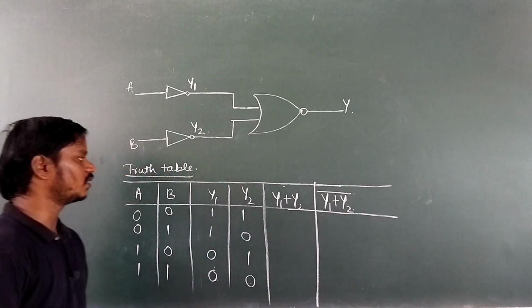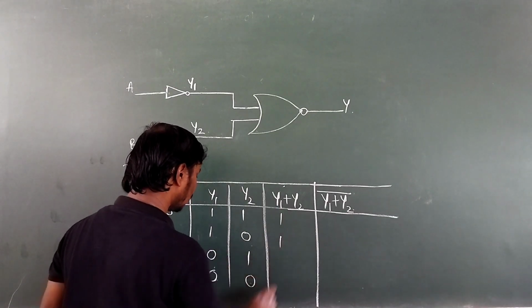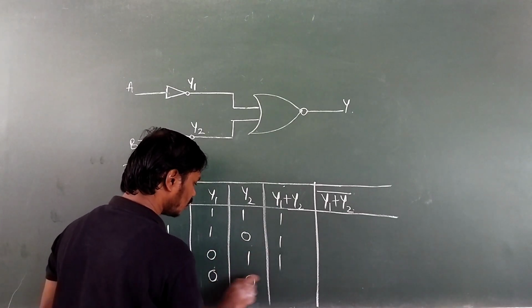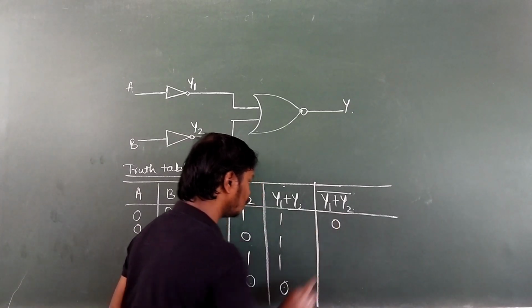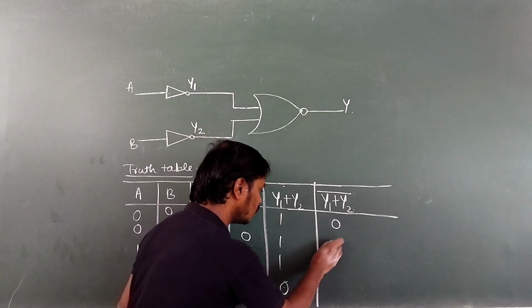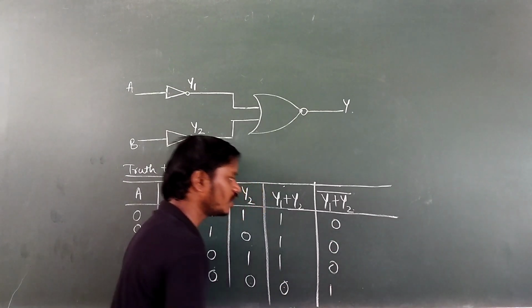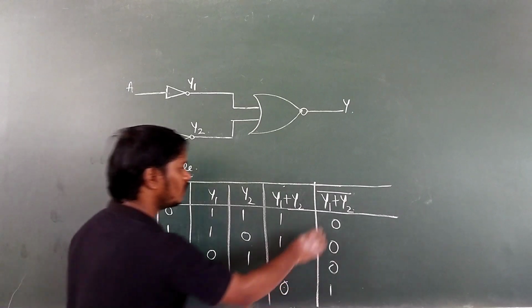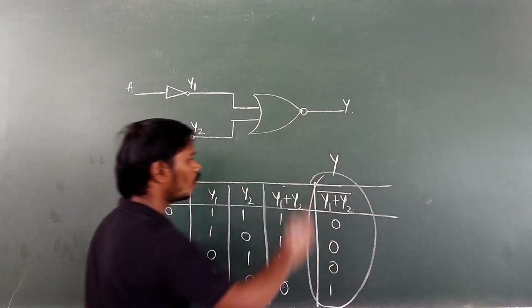Then it is complement. Then 1 or 1, that is 1, 1 or 0, 1, 0 or 1, 1, 0 or 0, 0. Then complement of 1 is 0, then complement of 1 is 0, the complement of 1 is again 0, then complement of 0 is 1. Hence, this is the final output.